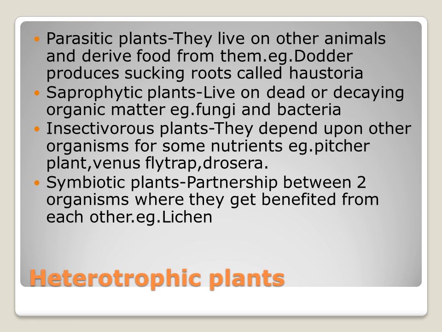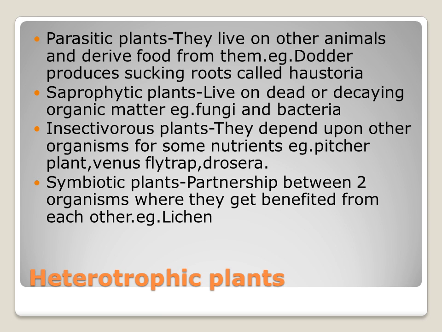Now what are heterotrophic plants? Parasitic plants, saprophytic plants, insectivorous plants and symbiotic plants are the heterotrophic plants. Parasitic plants live on other organisms and derive food from them. Example, dodder. Dodder produces sucking roots called haustoria.